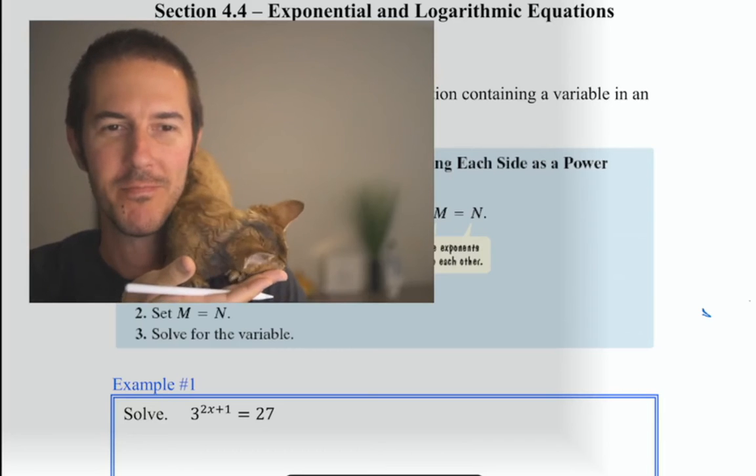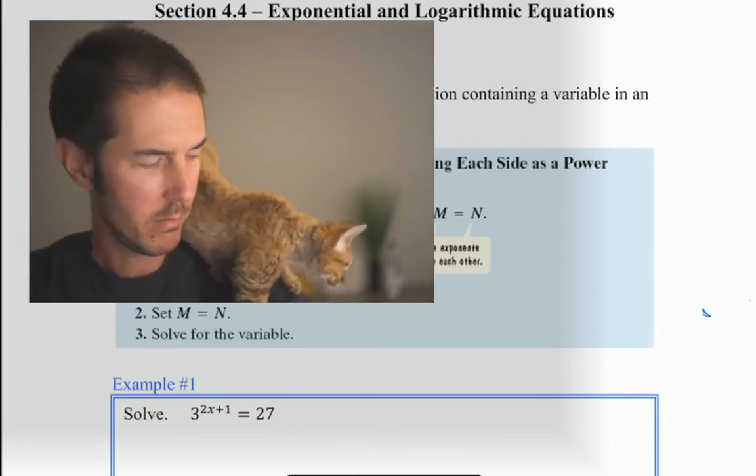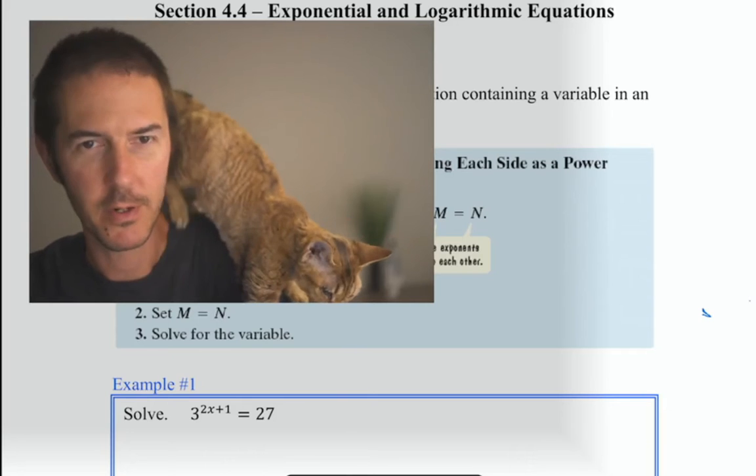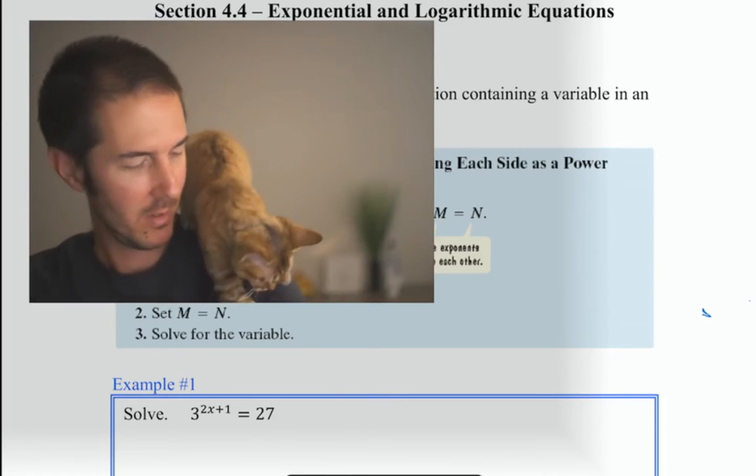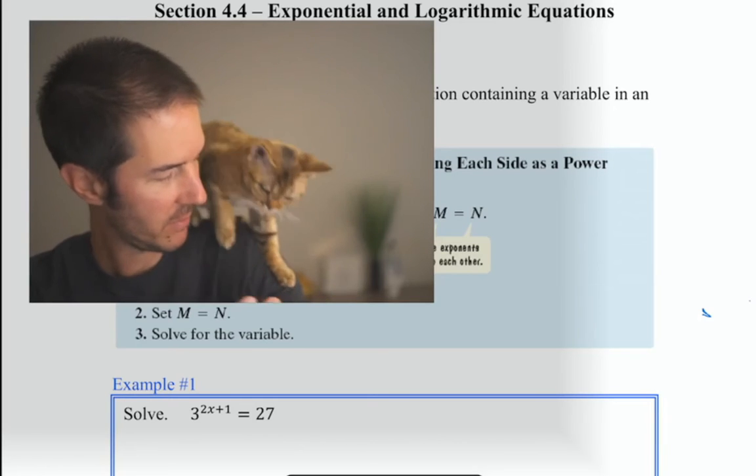This is Sophie. And we, by the looks of it, are going to talk to you today about exponential and logarithmic equations. Would you please settle somewhere?